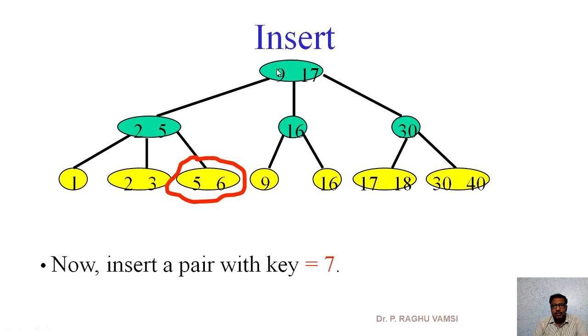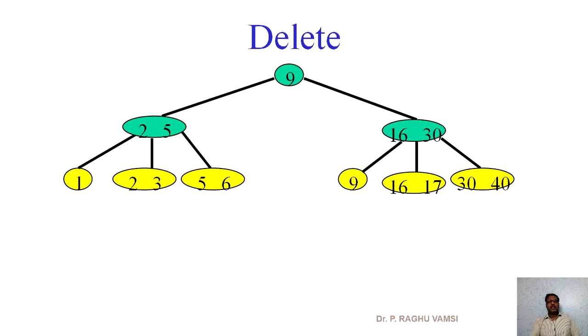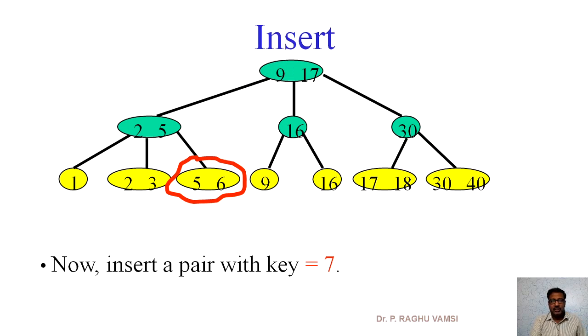So 5 9 17, and 9 will become the root, then 5 and 9 17, and this tree adjustment will be done. So you look at 9 16 30 2 5. This is the adjusted node after the insertion of node 7. So that means whenever you insert any key, if the splitting happened, then the effect goes till the top, that is to the root.